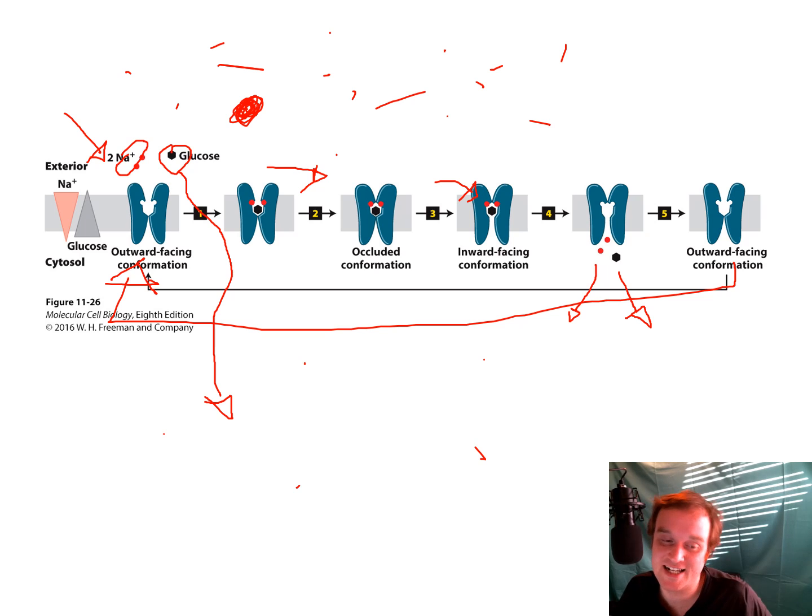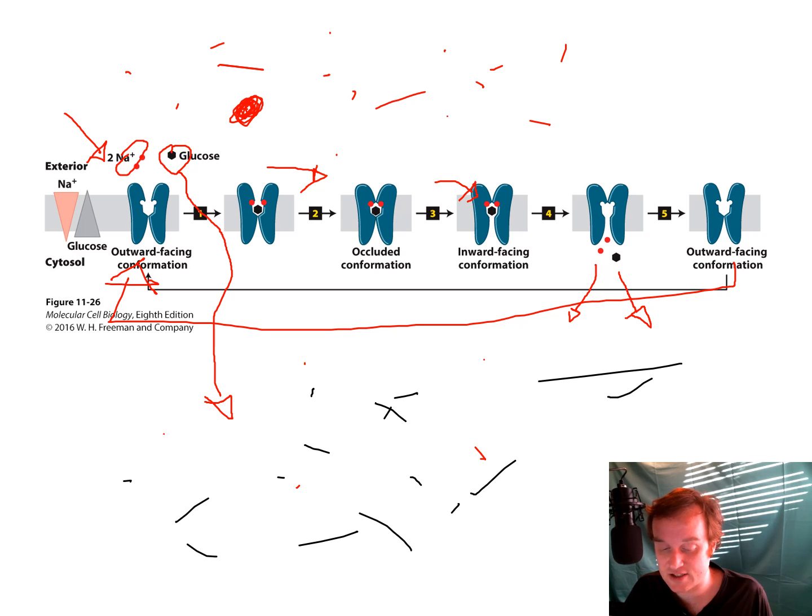So it's kind of hiding or sneaking it in against its gradient, because on the inside we know that there's a whole bunch of glucose, high concentrations, as you can see over here on the left, compared to the outside. So that's how Symporters work. It's like a tag along, or they sneak somebody in, because one thing's going with the gradient and it can sneak the other one against the gradient.